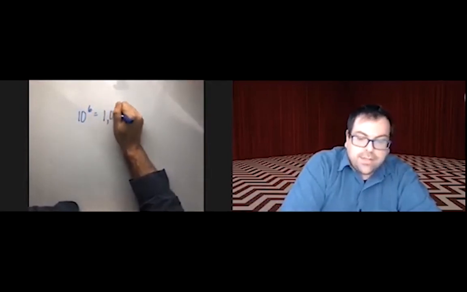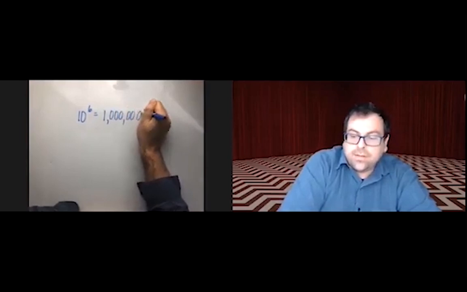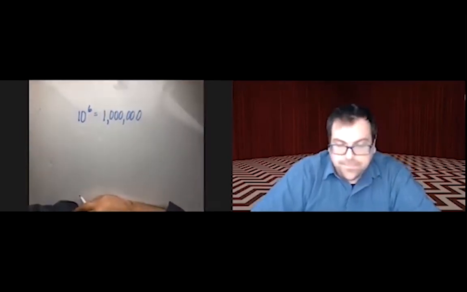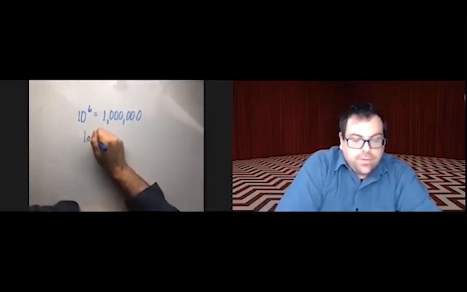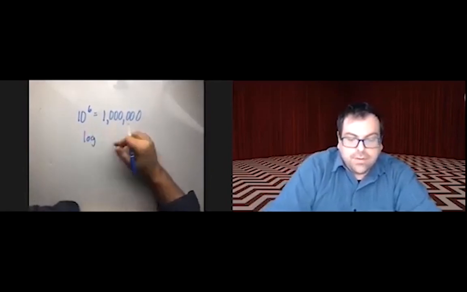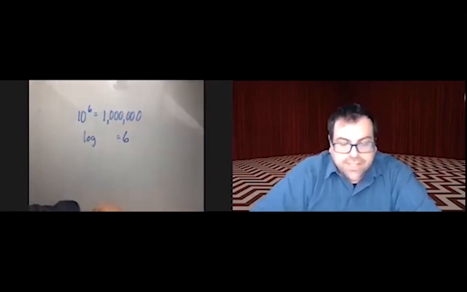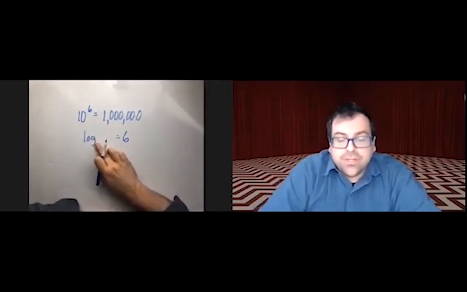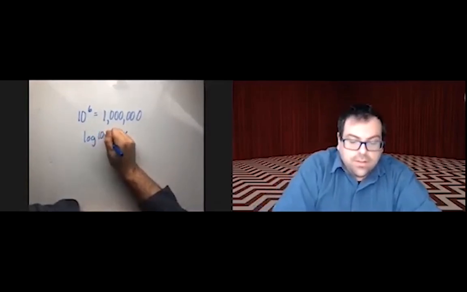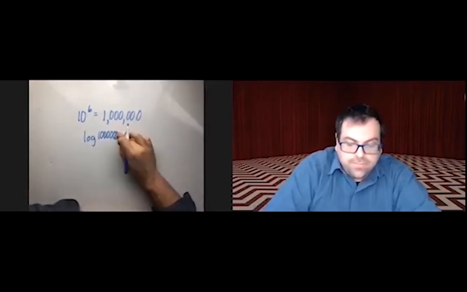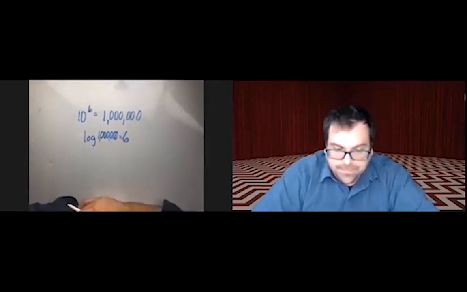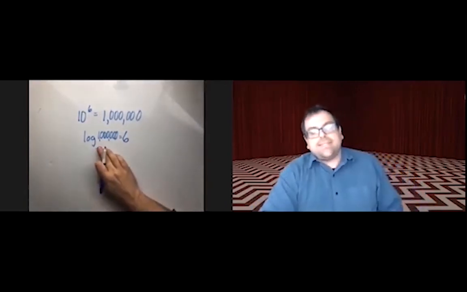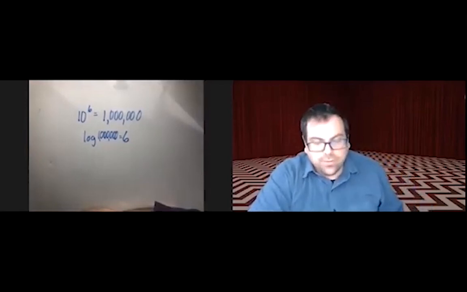Ten to the 6th is 1 million. A logarithm is an exponent. So the log is going to be equal to 6. What's the base? The base is 10. We don't need to write it. That's just log. The argument is 1 million. Log of 1 million is 6. 6 is the exponent that raises the base 10 to the argument 1 million.